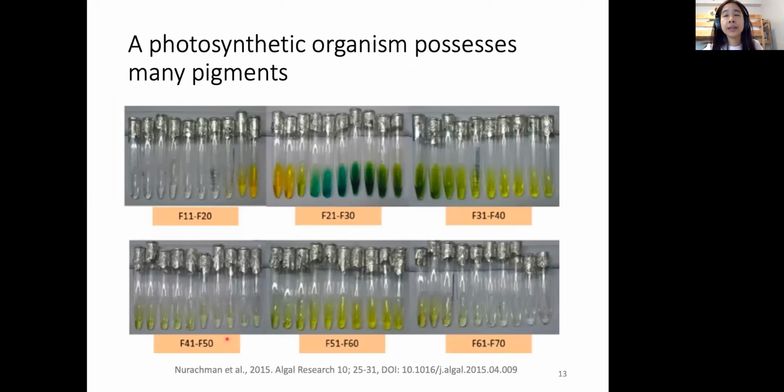In this experiment, the authors extract the pigment from chlorella and other plants or algae. They do not have only one pigment. They need to have many of them. Why? Because each of them has a different structure.